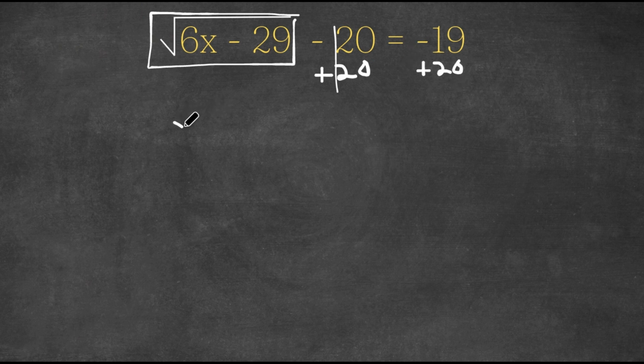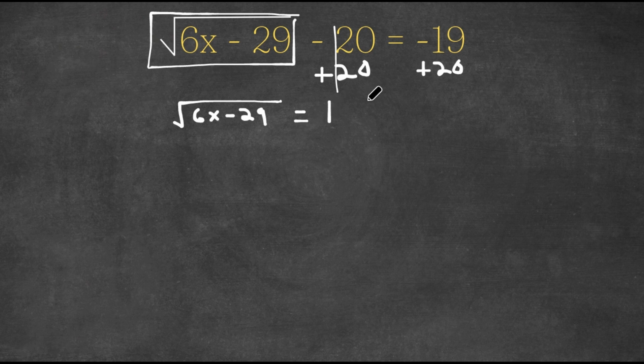And we would have the square root of 6x minus 29 on this side. And on this side, we have negative 19 plus 20. Well, 20 minus 19 is 1. So we have the square root of 6x minus 29 equals 1.